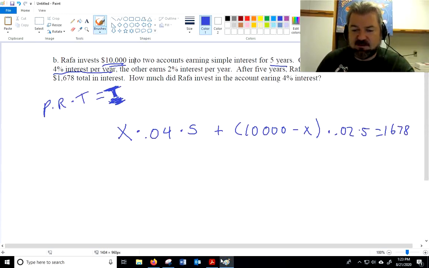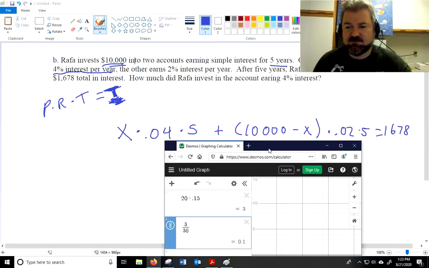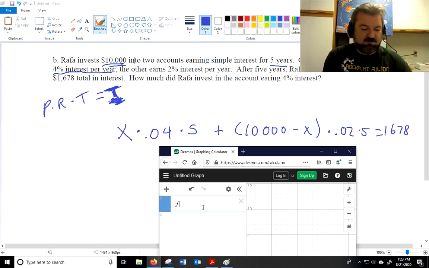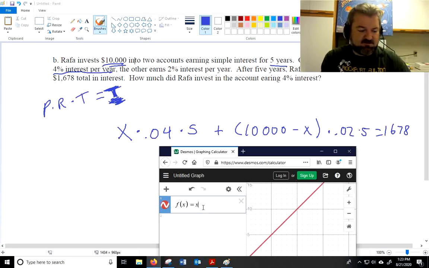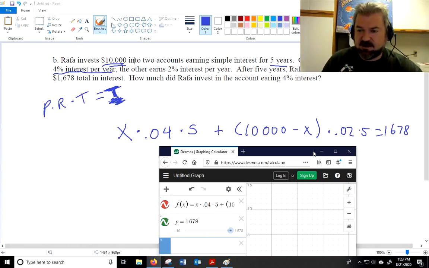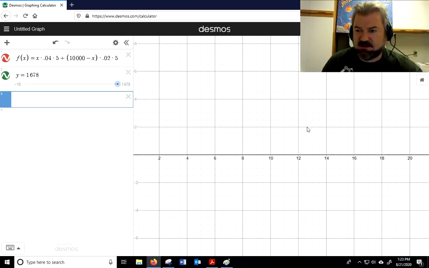Let's go ahead and type it in. So I am going to write a function f of x is equal to x times 0.04 times 5 plus 10,000 minus x times 0.02 times 5. What am I trying to get that equal to? I'm trying to get the y coordinate to equal 1678.